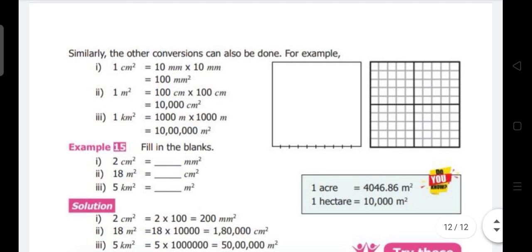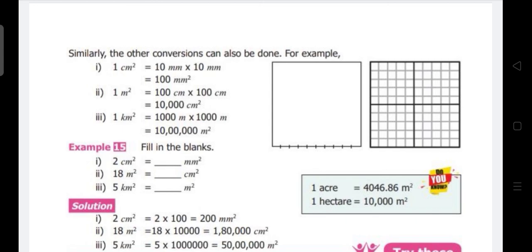See this grid sheet, we call this sheet a grid sheet. The square shape is further divided into small squares. Here, see the conversions: 1 centimeter square is equal to 10 millimeter into 10 millimeter, that is 100 millimeter square. 1 meter square is equal to 100 centimeter into 100 centimeter, that is 10,000 centimeter square. 1 kilometer square is equal to 1000 meter into 1000 meter, that is 10 lakh meter square. Fill in the blanks.